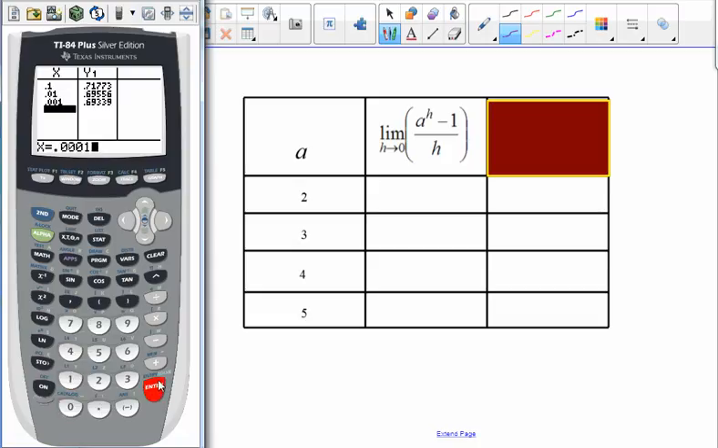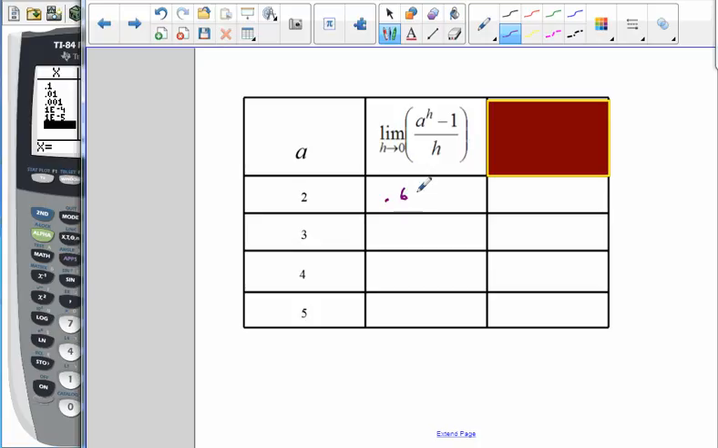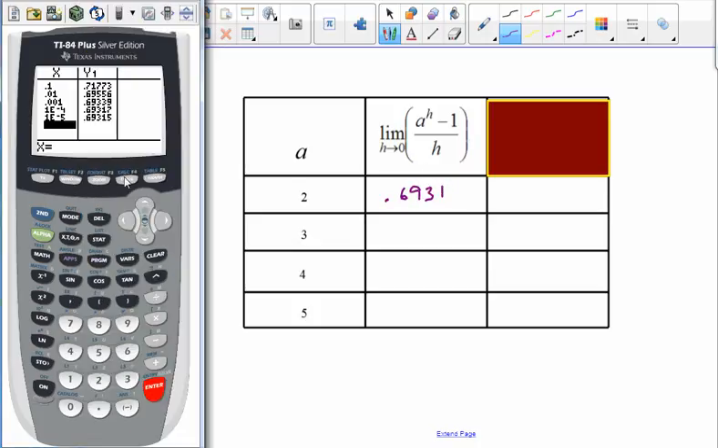0.0001. And let's say I'm going to go one more time, 0.00001. There we go. And I can see now to the fourth decimal place, it's really not changing. So this looks like it would be about 0.6931. All right.